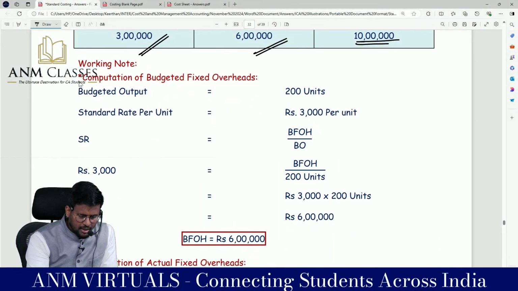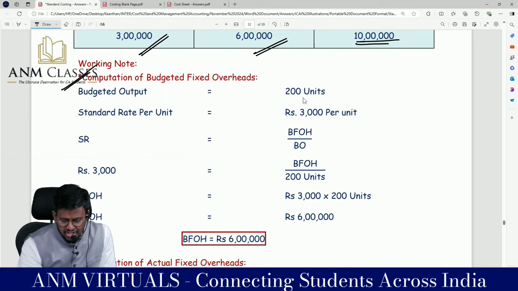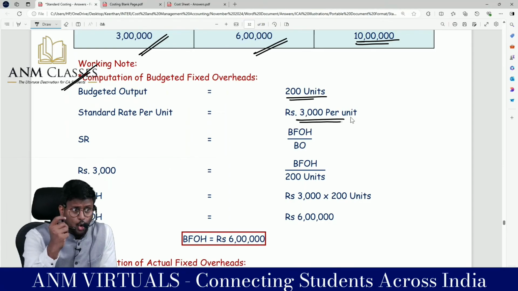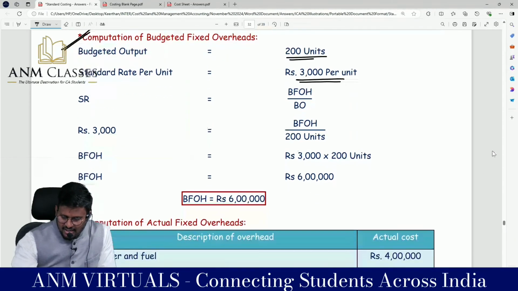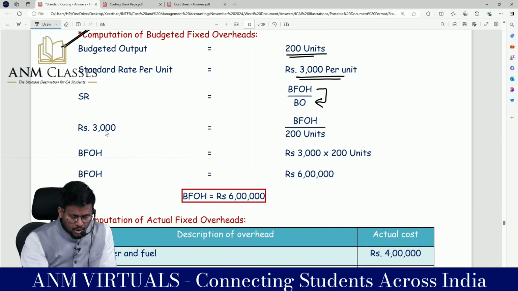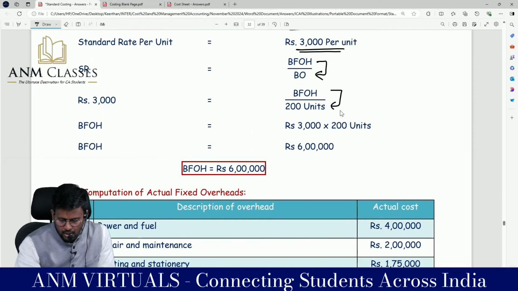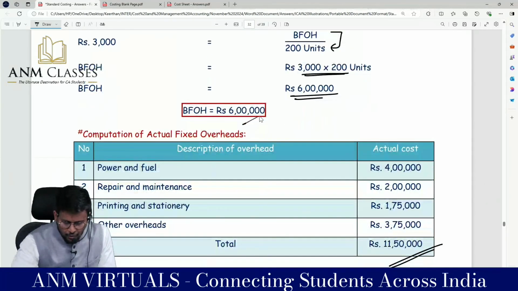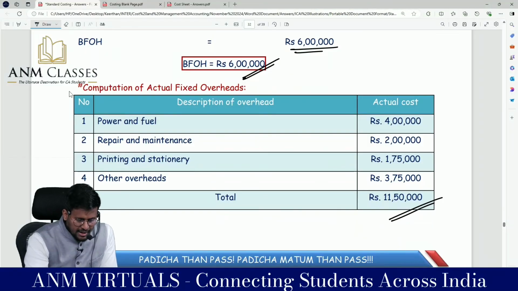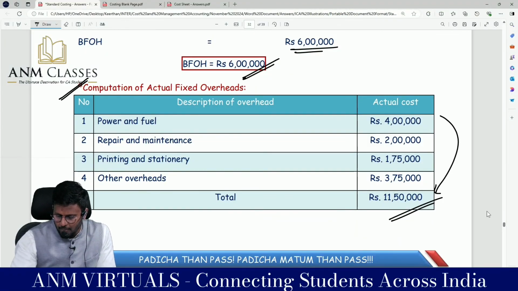If you want the workings, they are here. Budgeted fixed overhead, budgeted output 200 units, standard rate per unit 3000 per unit. This comprises many items. Yes sir. Standard rate is equal to BFOH divided by BO. So 3000 is equal to BFOH divided by 200 units. BFOH is equal to 3000 into 200, which is 6 lakh. Comfortable? For AFOH, sir, in total they have given 11 lakh 50.